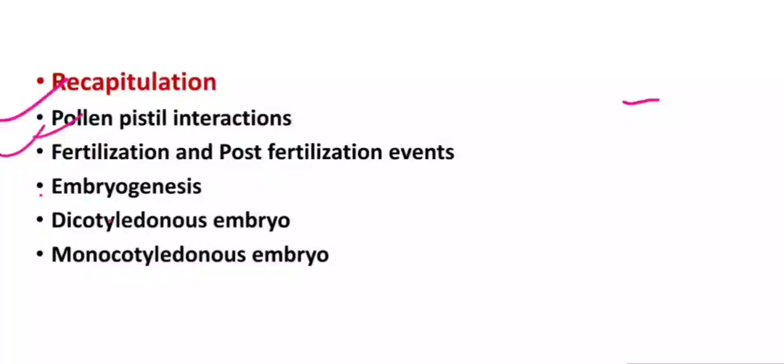Then after fertilization, post-fertilization events will take place, which involve the division of zygote to form 2-cell stage, 8-cell stage, globular stage, heart-shaped stage, torpedo stage, and ultimately the maturation stage, which then result in formation of dicotyledonous embryo and the monocotyledonous embryo. The detailed structures we have discussed. In dicotyledonous embryo, there will be 2 cotyledons, whereas the monocotyledonous embryo has one cotyledon which lies towards one side and is known as scutellum.